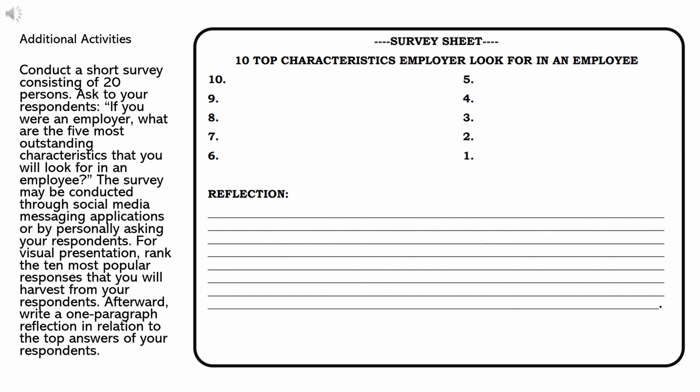Additional activities. Conduct a short survey consisting of 20 persons. Ask your respondents, if you were an employer, what are the 5 most outstanding characteristics that you will look for in an employee? The survey may be conducted through social media messaging applications or by personally asking your respondents. For visual presentation, rank the 10 most popular responses that you will harvest from your respondents. Afterward, write a 1-paragraph reflection in relation to the top answers of your respondents.